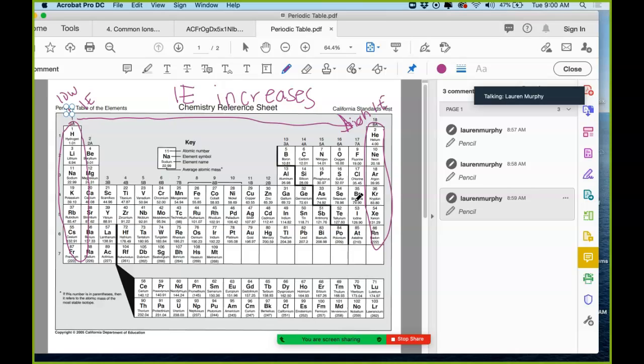Now, I need to clarify that this is not only because of the number of valence electrons. So let's talk about truly why it increases. As you move from left to right on the periodic table, the atomic radius gets what?